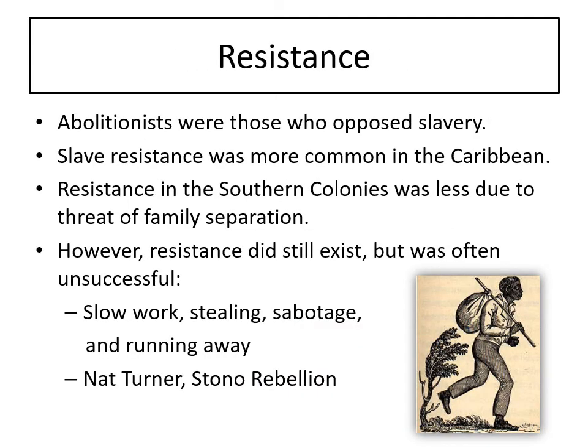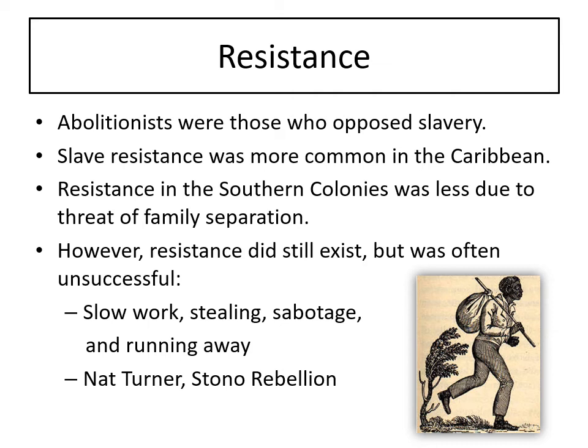Resistance. Abolitionists were those who opposed slavery. Slave resistance was more common in the Caribbean because of how horrible conditions were on the sugar plantations. Resistance in the southern colonies was less due to the threat of family separation. However, resistance did still exist, but was often unsuccessful. Some common ways to resist were slow work, stealing, sabotage, and running away.